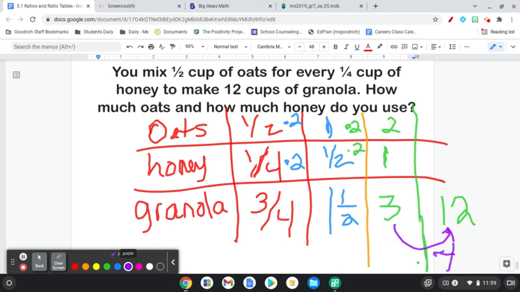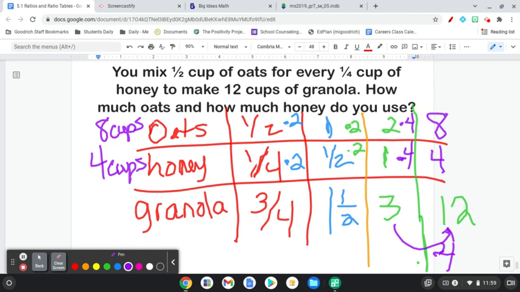Well, I times by 4. So I got to times this guy by 4 and this guy by 4. So I have 8 cups of oats and 4 cups of honey, giving me a total of 12 cups of granola. So again, 8 cups of oats and 4 cups of honey. So as you can see, I kept growing my ratio table until I got to some numbers that actually helped me.